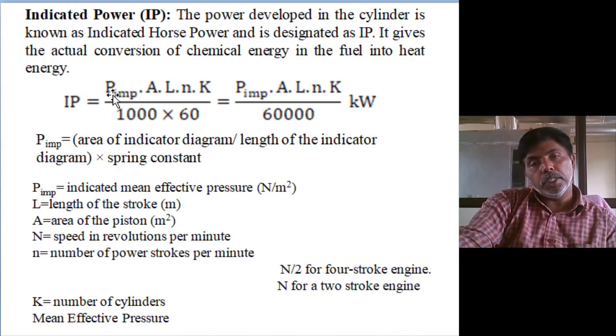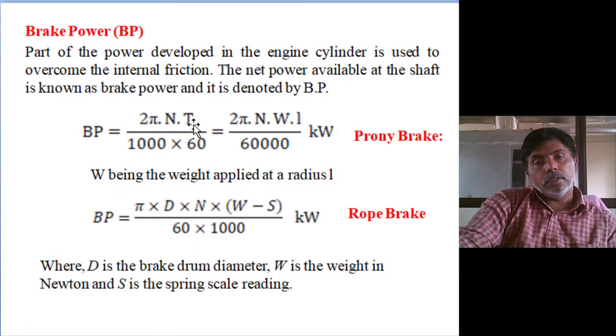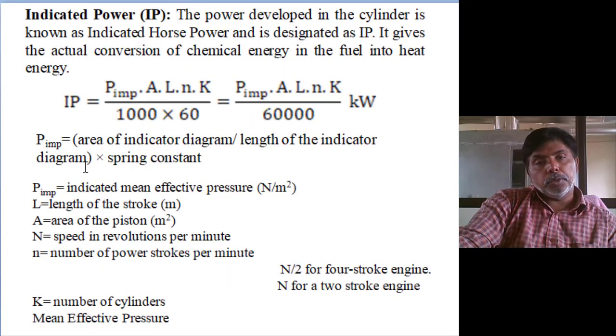Divided by 1000. Mean effective pressure is in Newton per meter square. Convert to kilonewton per meter square; we divide by 1000. And speed N in RPM. We want to convert to seconds because our units are kilojoules per second, so divided by 60. The mean effective pressure we calculate as area of the indicator diagram divided by length of the indicator diagram, into spring constant.